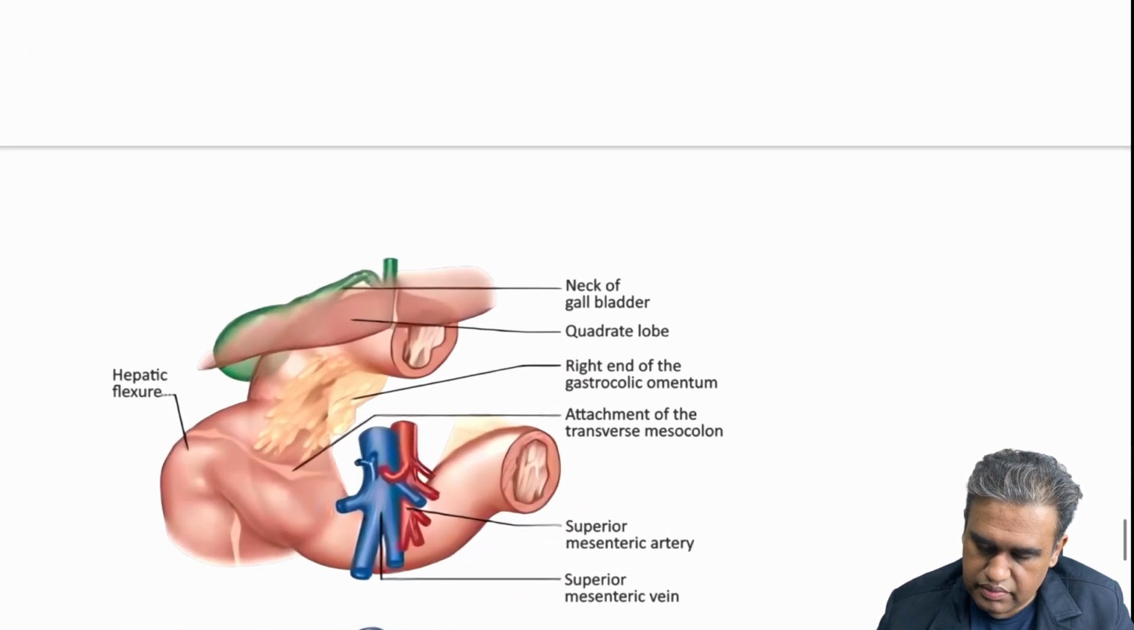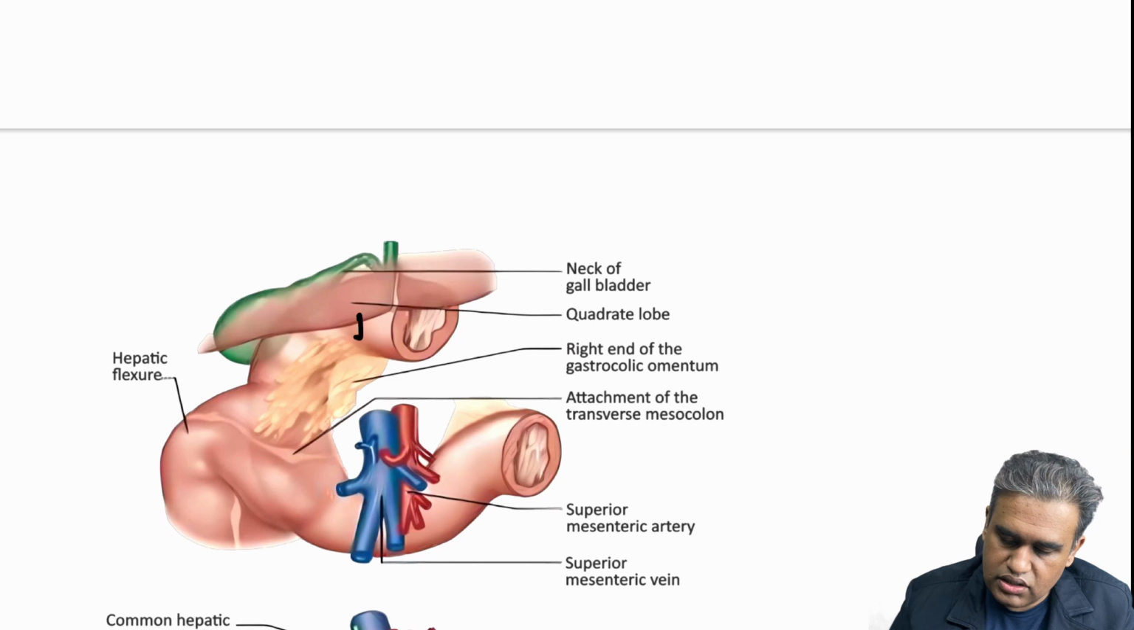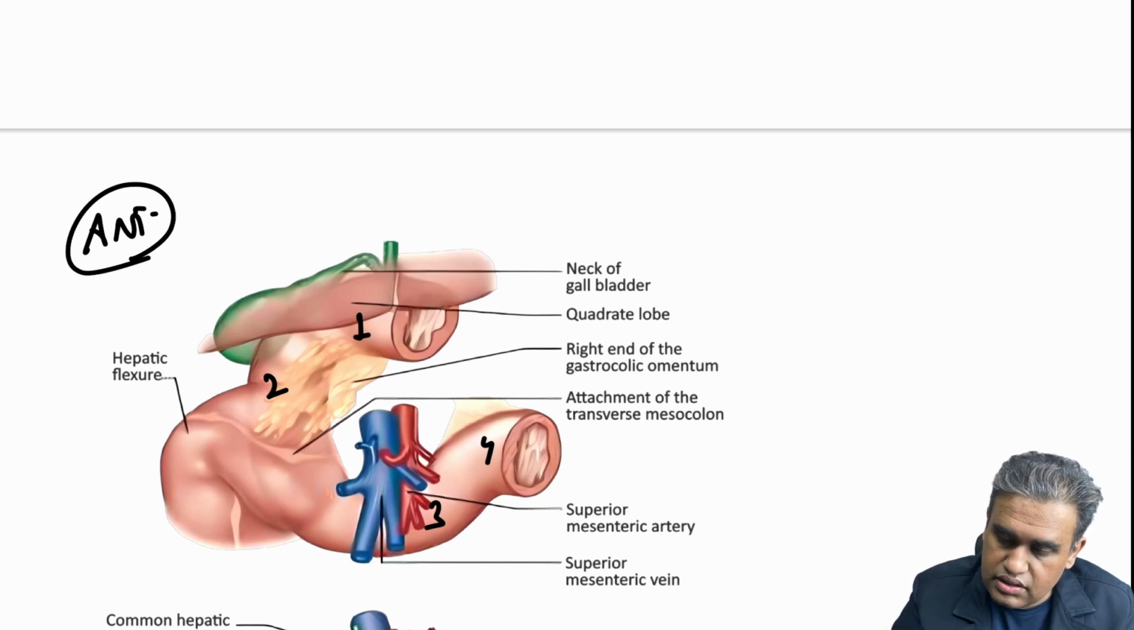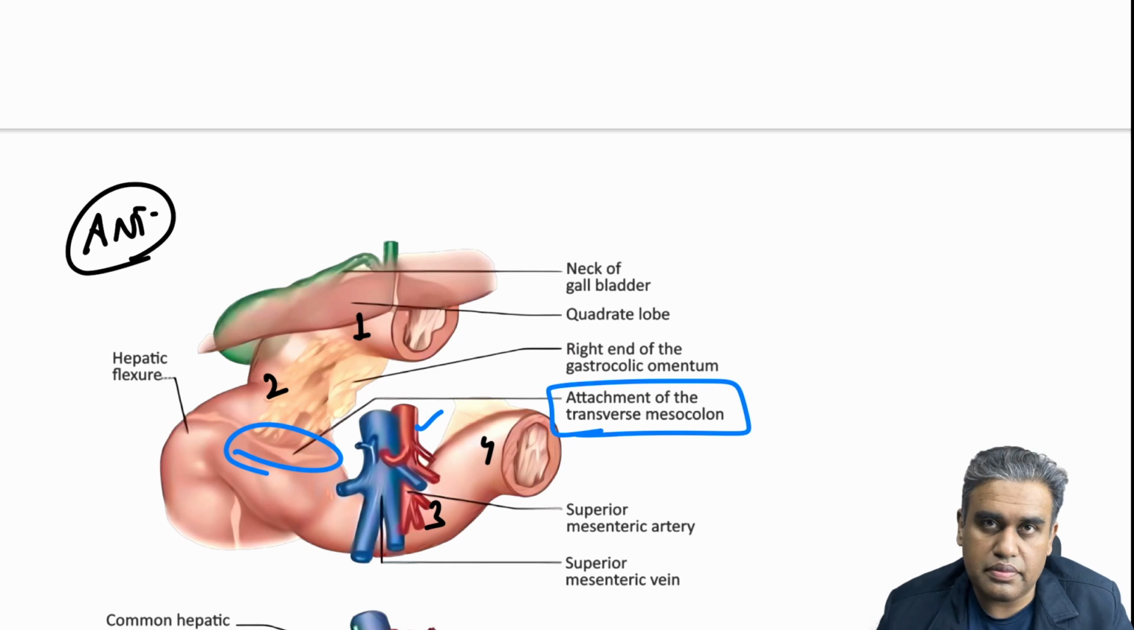Right, this is an image basically trying to show the four parts of the duodenum: first, second, third, and fourth. These are the anterior relations. So here you can see that this is what they actually asked. In the second part of the duodenum, you can see the attachment of the transverse mesocolon over here. This is what you will see. Superior mesenteric vessels are in front of the third part of the duodenum.